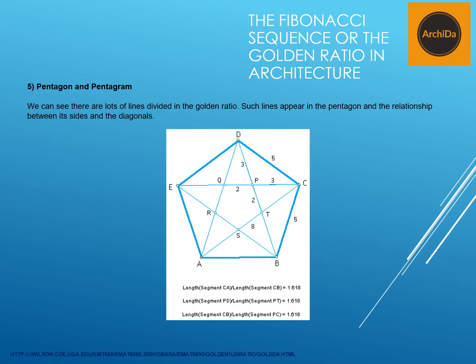Aside from triangles and trapezoids, we also have a pentagon and pentagram. It is a five-sided geometric form. We can see there are lots of lines divided into the golden ratio. Such lines appear in the pentagon and the relationship between its sides and the diagonals. So, designers, you now have various forms that you can play around with when doing your designs.